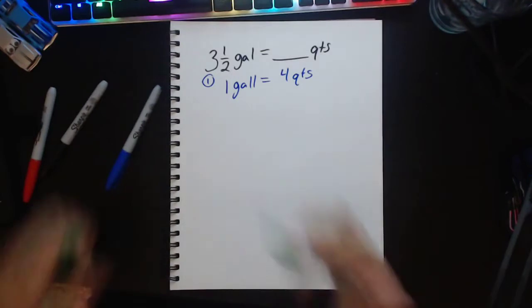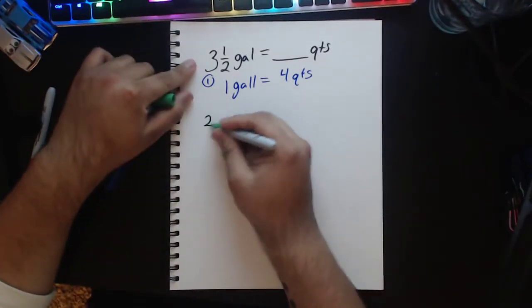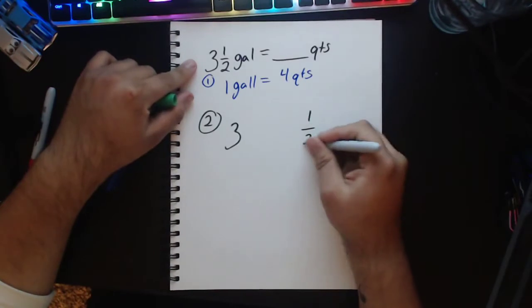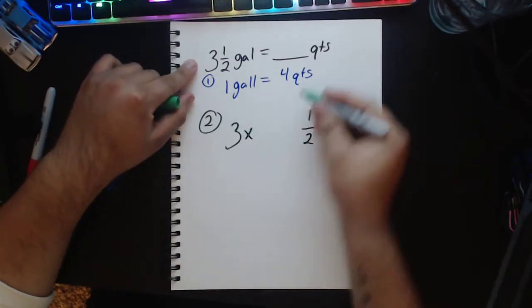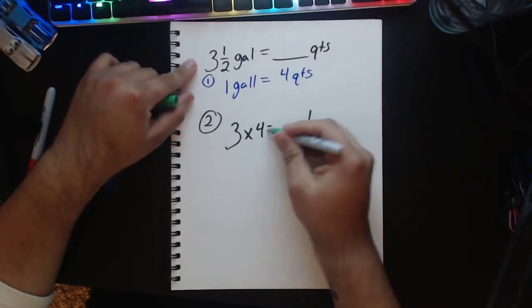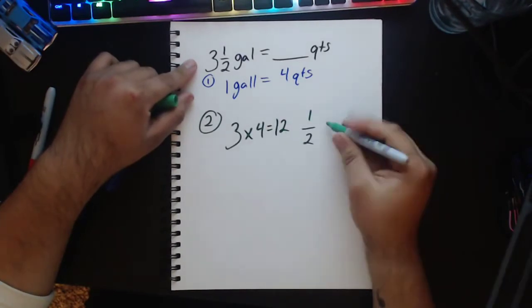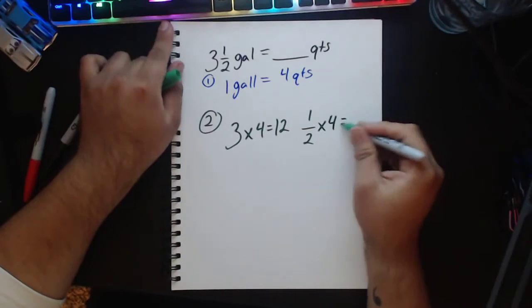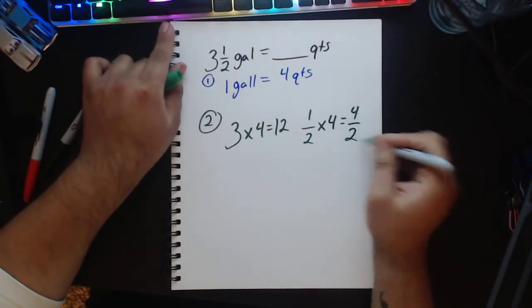Now my second step is I'm going to break my numbers apart here. I have 3 wholes and then I have a half. Well, I'm going to have 3 times my 4 here, which is going to give me 12. Now I have to multiply this half by the 4, which will give me 4 over 2.